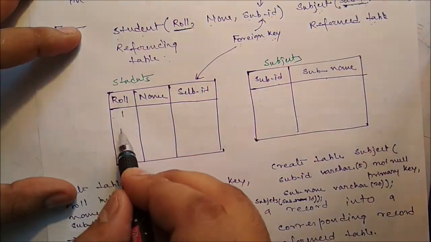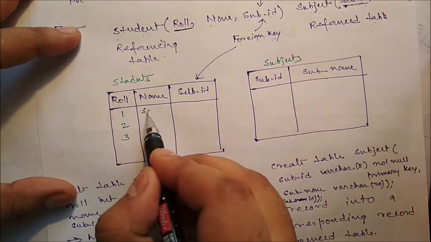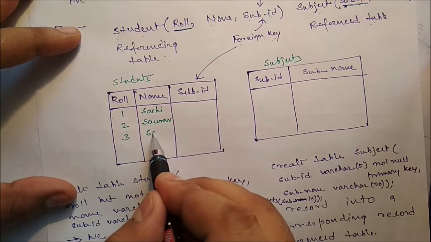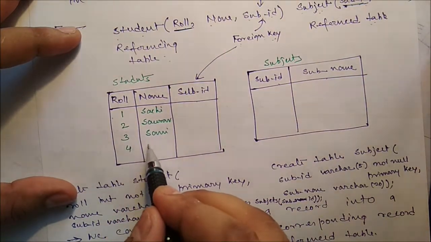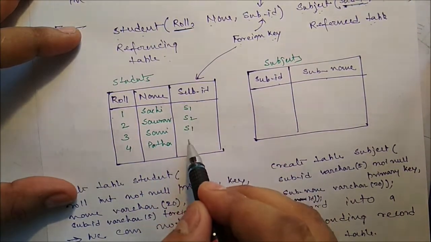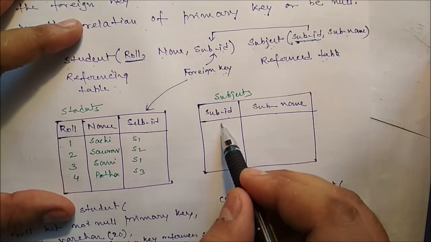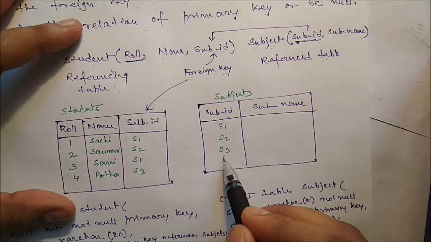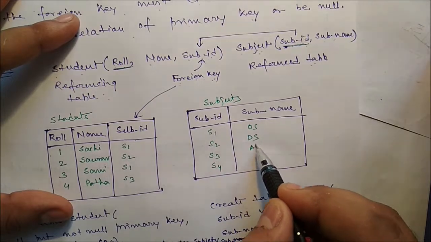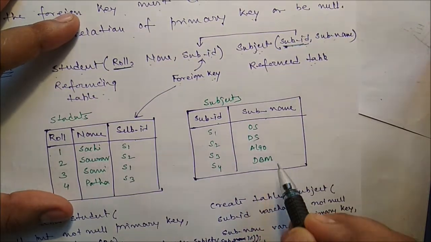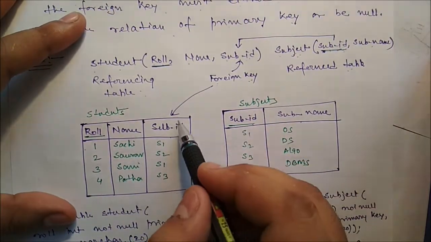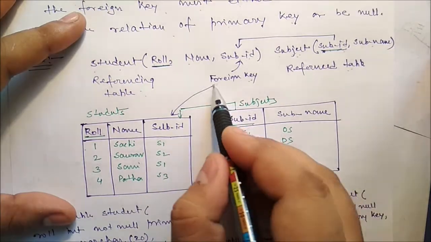So student names may be 1, 2, 3: Sachin, Saurav, Sami, Irfan Pathan. So subject ID, say subject 1, subject 2, subject 1, subject 3. That subject must be there. Say S1, S2, S3, S4. So subject names may be operating system, data structure, algorithm, DBMS. Now roll number is a primary key of the student, subject ID is a primary key, and here subject ID is a foreign key.